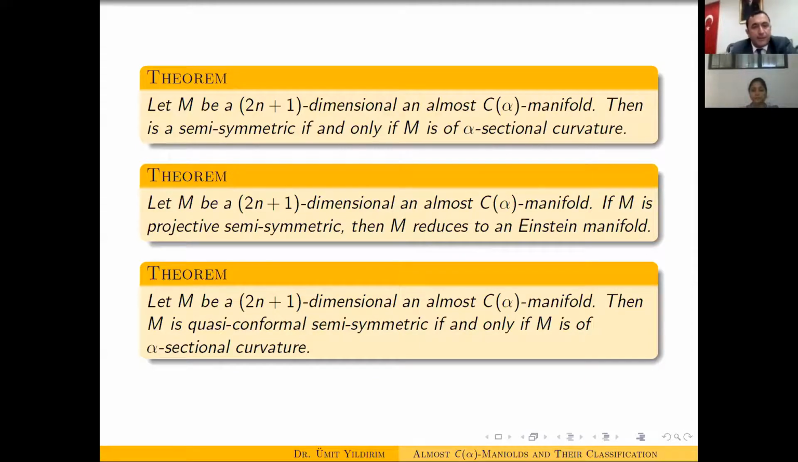New theorem: let M be a 2n plus 1 dimensional almost C-alpha manifold. If M is projective semisymmetric, then M reduces to an Einstein manifold. Pay attention: if M is of alpha sectional curvature, then it reduces to an Einstein manifold. New theorem: let M be a 2n plus 1 dimensional almost C-alpha manifold, then M is quasi-conformal semisymmetric if and only if M is of alpha sectional curvature.